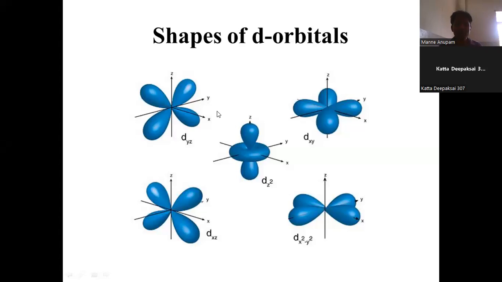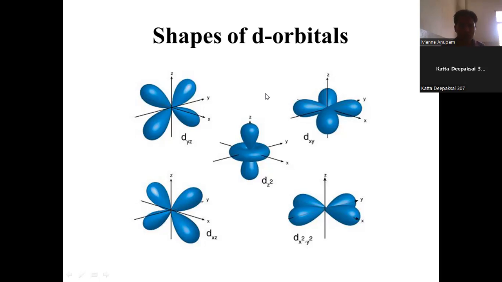These are the shapes of the d orbitals. The dx square minus y square is concentrated on the x and y axes. The dz square is concentrated on the z axis, and dxy is concentrated in between the x and y axes. Here we can see that dyz is concentrated in between the y and z axes, whereas dxz is concentrated along the x and z axes. This is the x axis and this is the z axis.